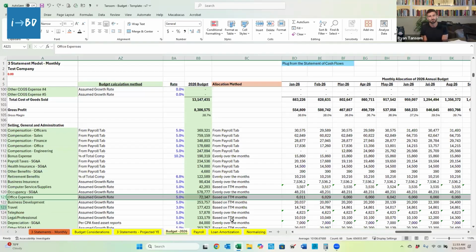Office expenses: throw a 5% increase on there and be done with it, about $6,000 a month, something like that. Focus. And if you're starting, you may not even want to focus on 10. You may want to take a shortcut on a few, but do the big cost of goods sold lines: people, health insurance, rents. If you've got a lease, just look at the lease. It'll tell you when the increases are coming.